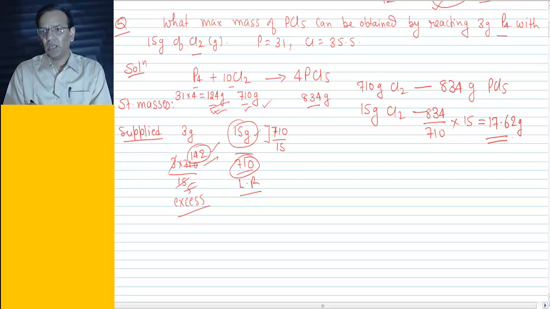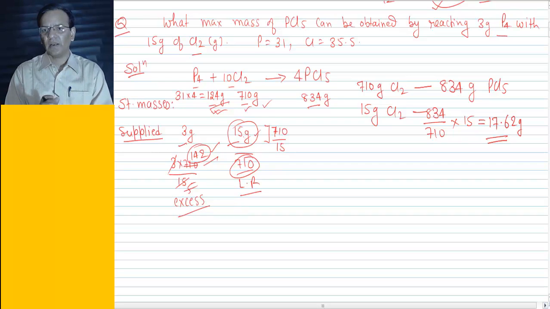And if we determine the wrong limiting reactant, say by somehow we determined phosphorus as the limiting reactant and we did the same calculation, we would have obtained a mass of product greater than 18 gram, which is the sum of the mass of reactants.